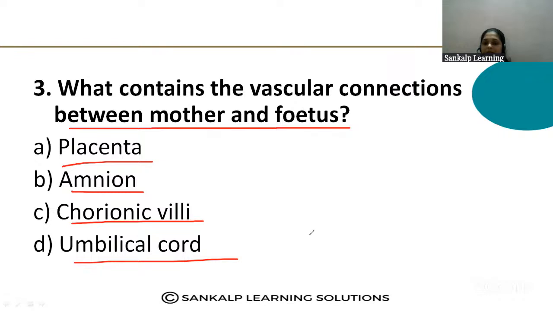Yes, umbilical cord is the correct answer. See the question properly: mother and the fetus. So, the connection between mother and fetus is made by which one? Umbilical cord. Right? Chorionic villi and placenta, amnion, so that is not a correct answer. Amnion is a membrane that is found around the embryo. That is called amnion.